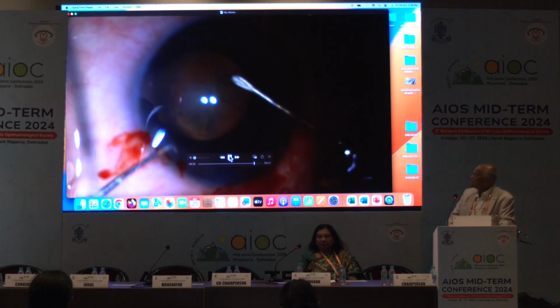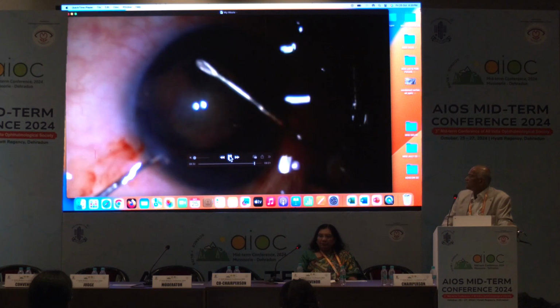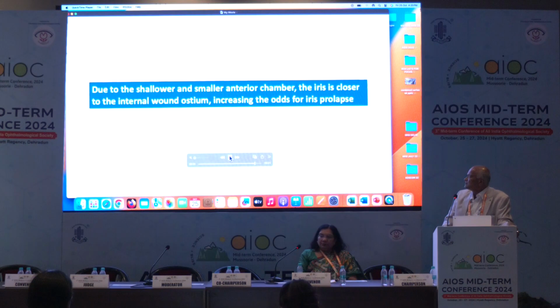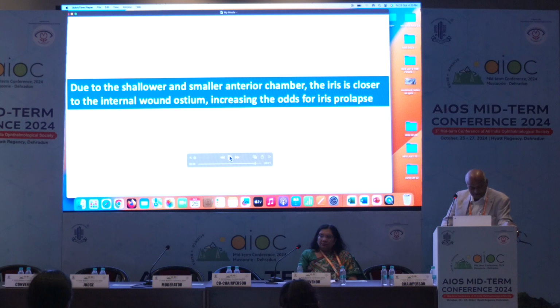Now see, I am doing the rhexis, and always the pupil is not dilated. When the pupil is not dilated, you can see here the anterior chamber is, because it is a small eyeball, a shallower anterior chamber. The iris is closer to the internal wound because the iris is near. Why? It is shallow, it is not behind, and so increases the odds of iris prolapse. The chances are the iris will come out.